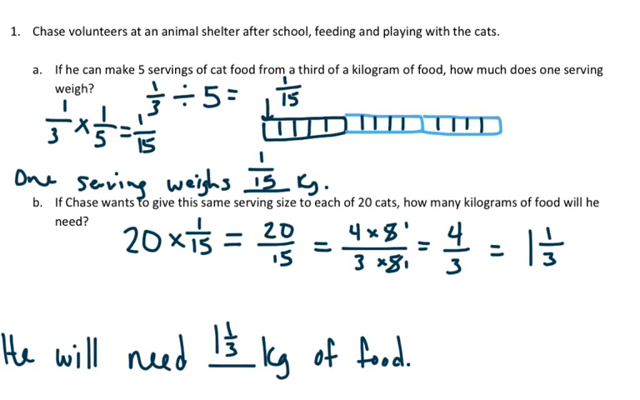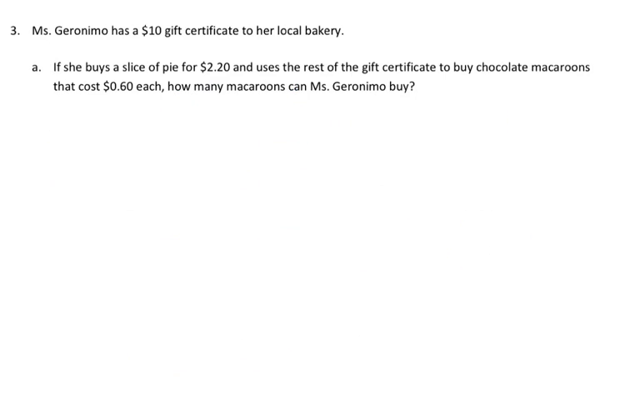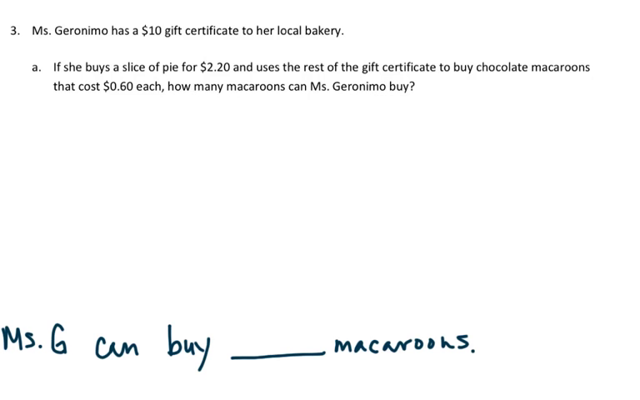Okay, the next problem we're going to do is question number 3 from the homework, and it says, Miss Geronimo has a $10 gift certificate to her local bakery. And we're going to do part A for this, and it says, if she buys a slice of pie for $2.20 and uses the rest of the gift certificate to buy chocolate macaroons that cost 60 cents each, how many macaroons can Miss Geronimo buy? So let's start out with a target sentence. And I wrote, Miss Geronimo can buy blank macaroons.